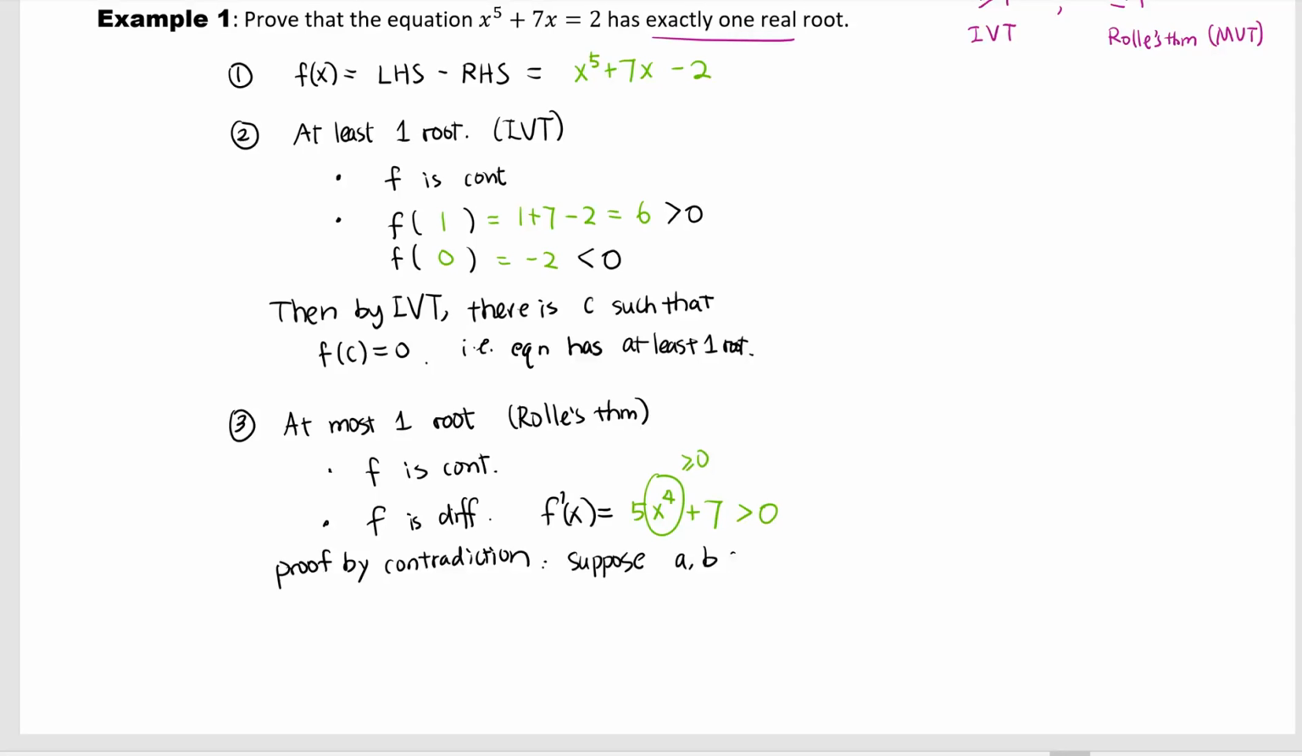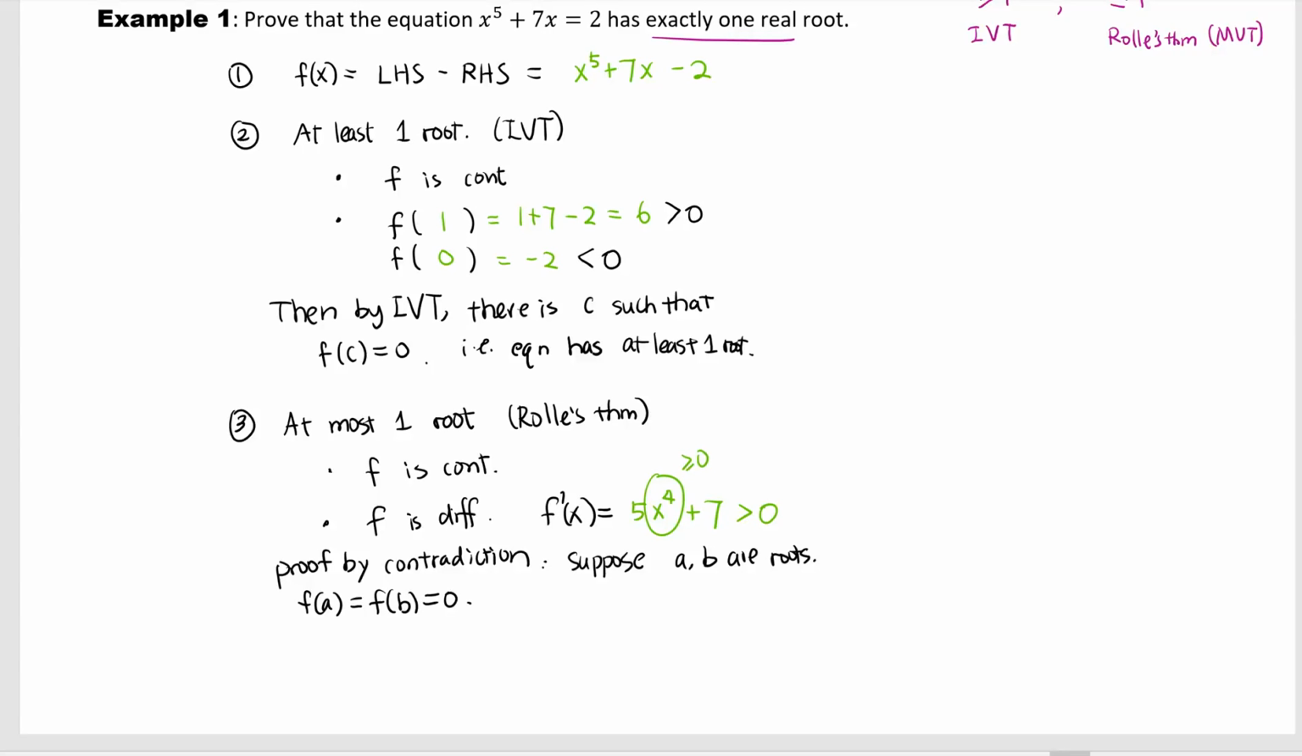Suppose a, b are roots. What does that mean? It means f of a equals f of b equals 0, right? They're both roots. So we suppose there are two roots. That is like the negation of at most one root.